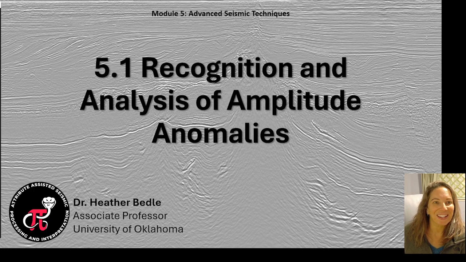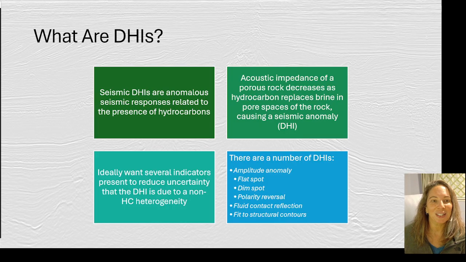Hey there. Okay, so now we are going to start Module 5, and the first mini lecture in this module is recognizing and analyzing amplitude anomalies. So this is kind of getting into the DHI. What do those bright anomalies mean, or what does it mean when the anomalies suddenly dim? So let's get into this.